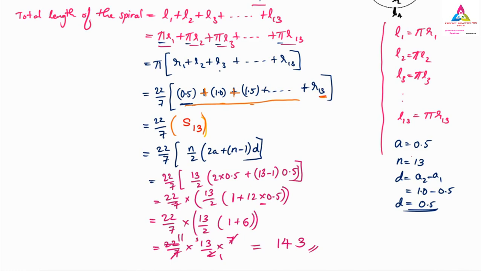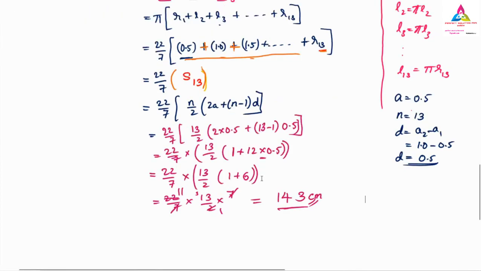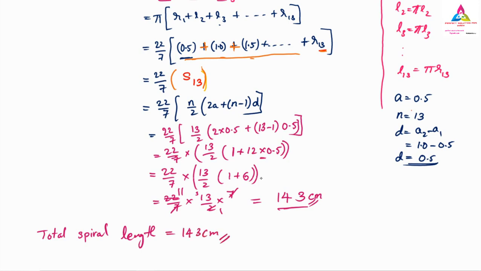So what is this 143 actually? It is the total length of the spiral that they have given, in centimeters, so we have to write it in centimeters. So lastly, the concluding statement. Here you can see the total length of the spiral is equal to 143. Finally, the statement is: total spiral length is equal to 143 centimeters. That is the thing they told you to find, and this is your final answer.